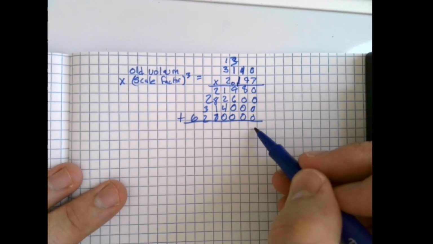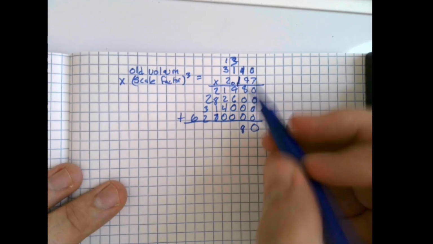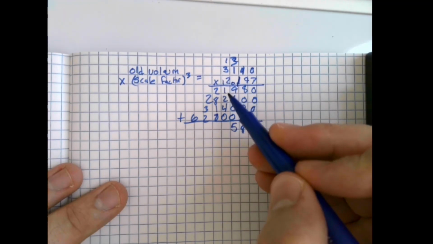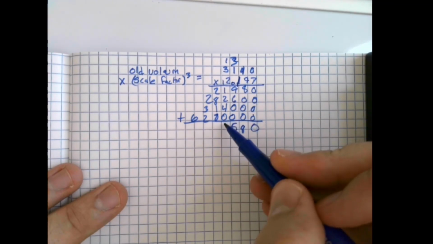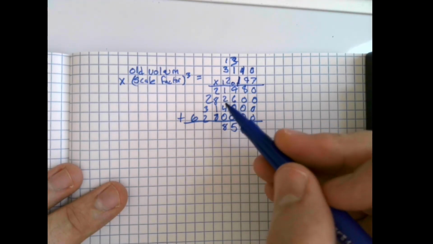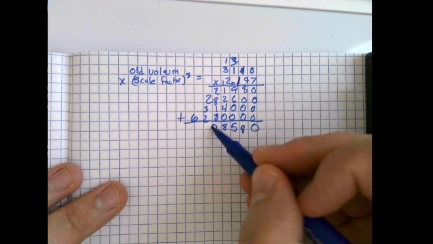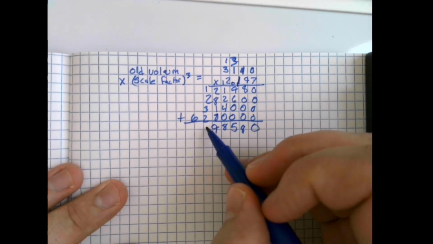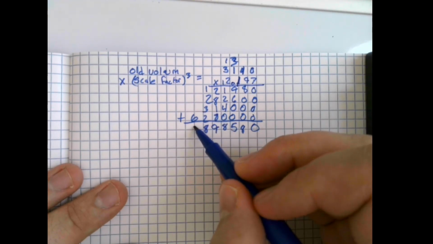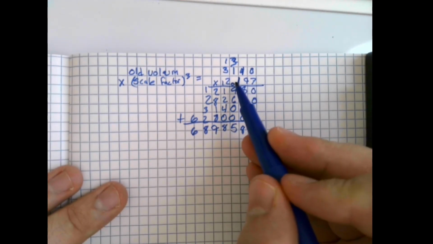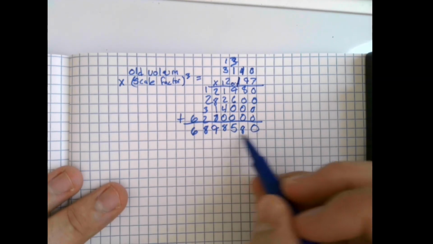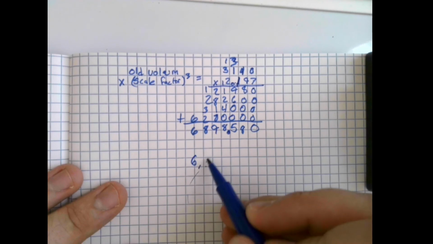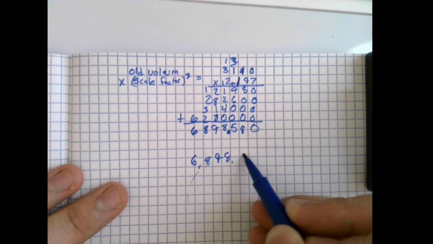0 plus 0 plus 0 plus 0 is 0. We'd have 8. 9 and 6 make 15. 1 and 2 and 4 make 8. 2 and 8 and 1 and 8 make 19. 1 and 2 and 3 and 2 make 8. And 6 is 6. We have 1, 2, 3 decimal places. So we'd have 6,898.58.